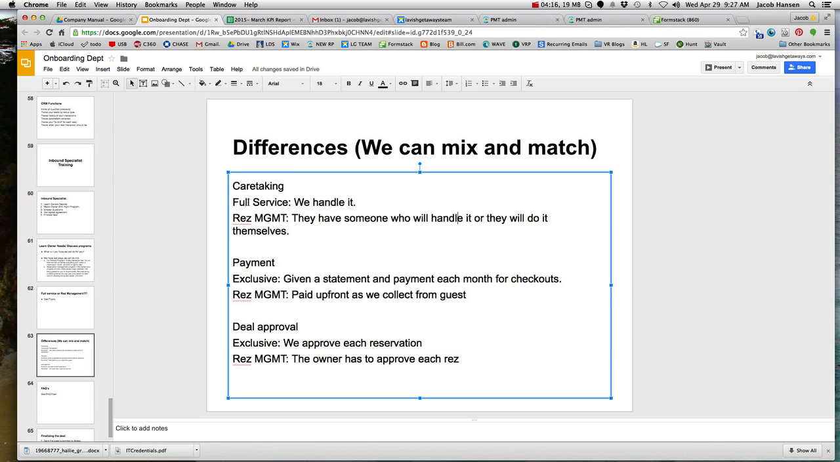So anyway, back to this. Caretaking, full service, we handle it. Payment is a little bit different. With full service, they're given a statement each month, okay, for everyone who checked out the month prior, and they're paid for those people who checked out.